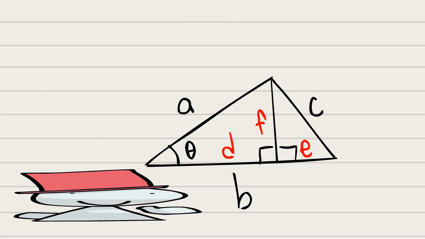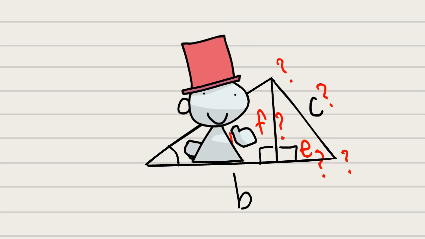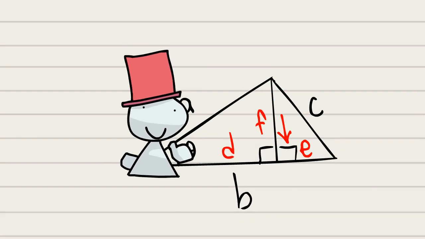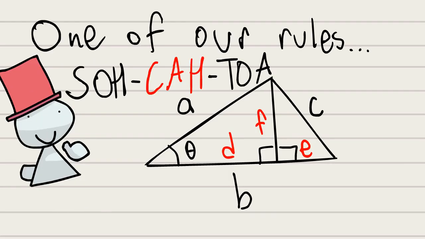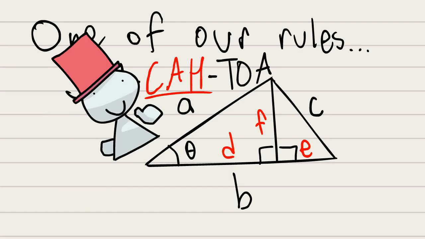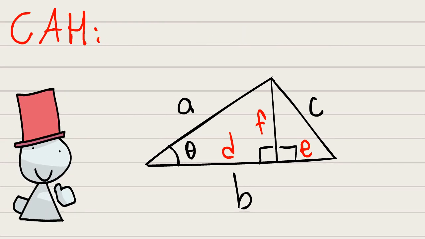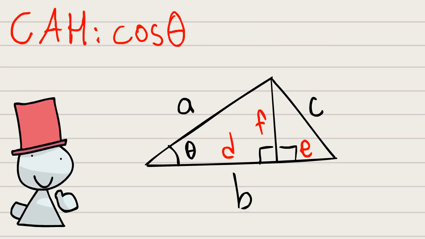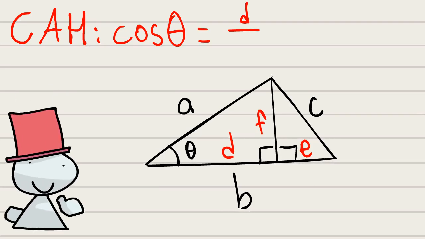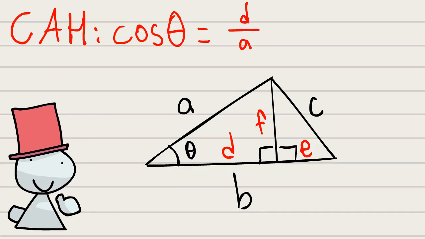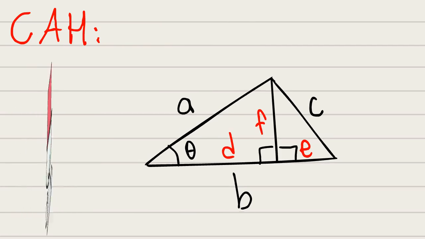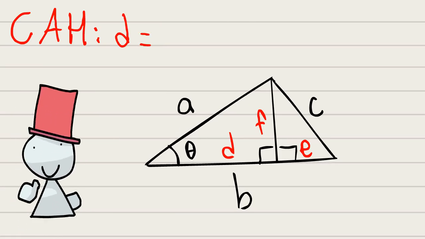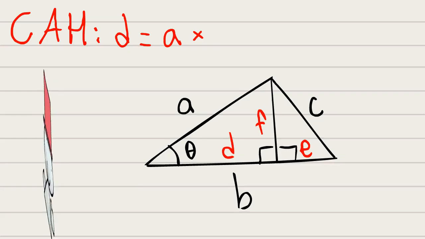We're going to solve for D first because we don't really know anything about that other triangle other than that there's a 90-degree angle. So we're going to use one of our rules from SOHCAHTOA, which in this case is the CAH part of that, which states that the cosine of angle theta, at least in this case, is going to be equal to that side length D over side length A, because it's the adjacent side to theta over the hypotenuse.